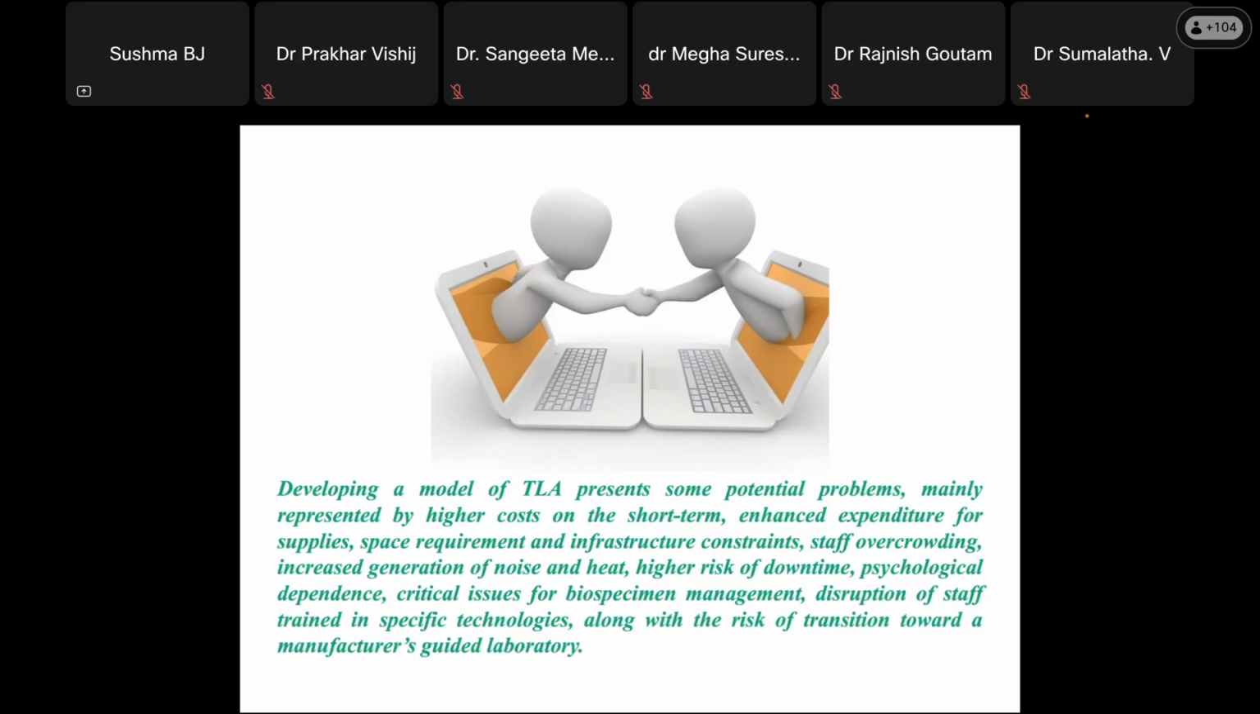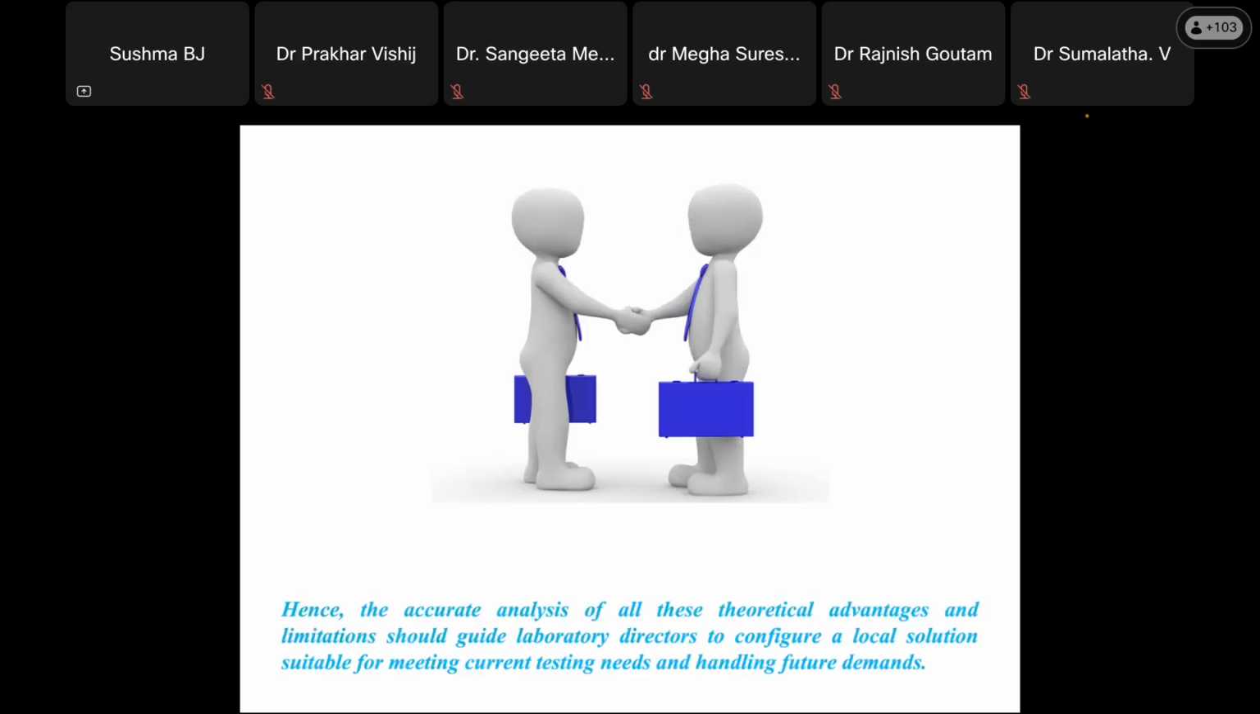Developing a model of TLA presents some potential problems, mainly represented by higher cost in the short term, enhanced expenditure for supplies, space requirement, infrastructure constraints, staff overcrowding, increased generation of noise and heat, higher risk of downtime, psychological dependence, critical issues for biospecimen management, disruption of staff trained in specific technologies, along with the risk of transition toward a manufacturer's guided laboratory. Again, job displacement and unemployment will be another problem with total laboratory automation.